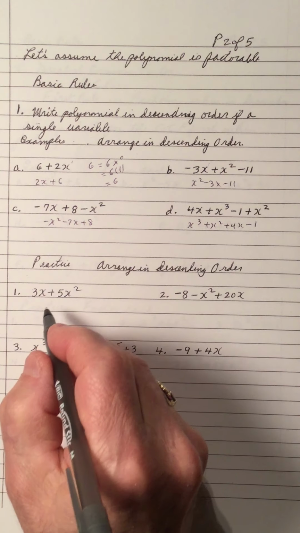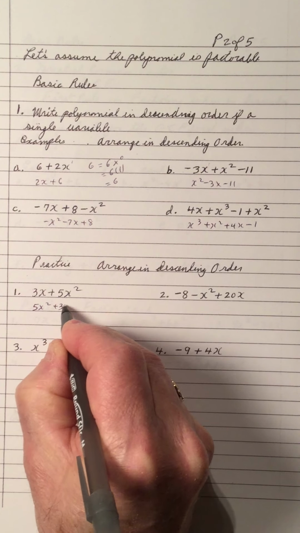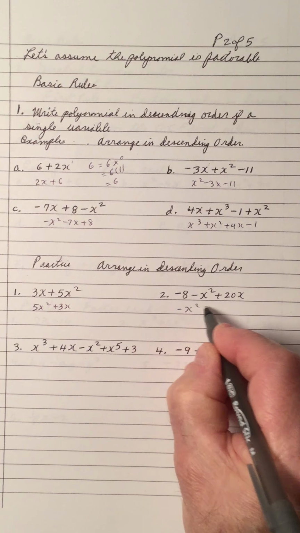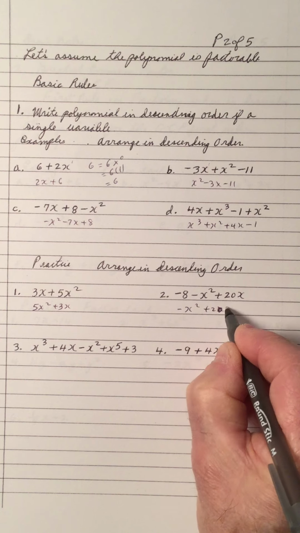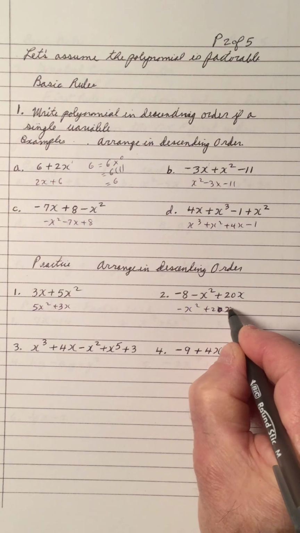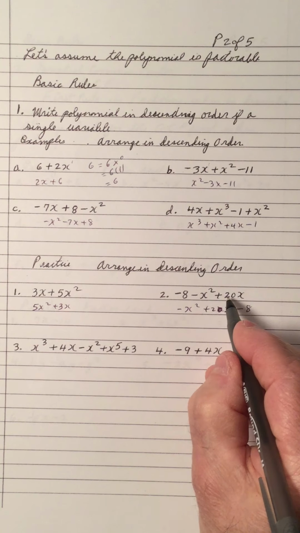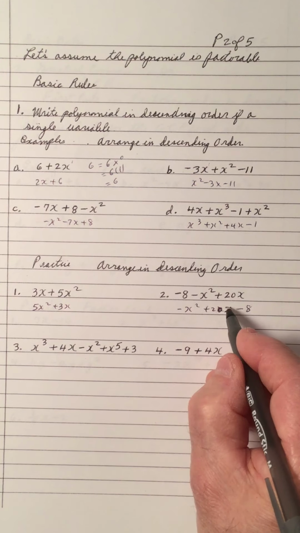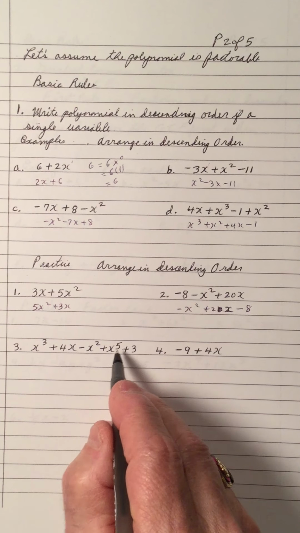Here we go. Descending order. The square goes first, and the x goes next. 2 and 1. The square goes first, the x goes next. Oops, 20x. I'll get it right in a minute. So I have negative as a positive. I didn't change the signs. 2, 1, 0. And we have a lot here, so let's pick the highest power first.